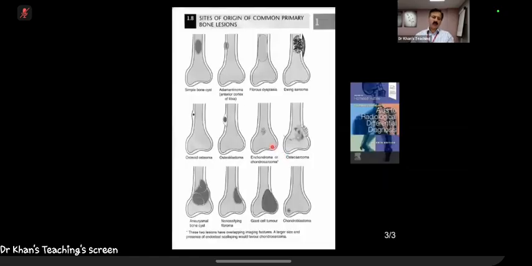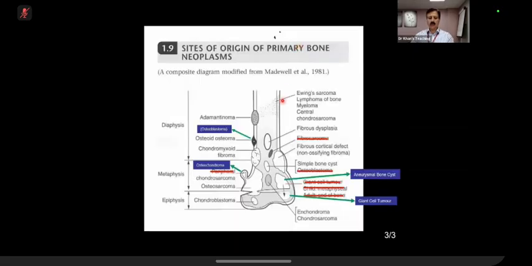In the new Chapman, what has been done is that these diagrams have been changed and one lesion is shown on each diagram. Now, just a revision, look at simple bone cyst and you can see metadiaphysis and central. Adamantinoma, it is cortical. Fibrous dysplasia, it is also medullary cavity, but it can also involve the cortex. Ewing sarcoma, which is actually, I forgot to tell you, these 4 lesions here in the diaphysis. Look here, Ewing sarcoma, lymphoma of bone, myeloma, and central chondrosarcoma. So all of these are diaphyseal.